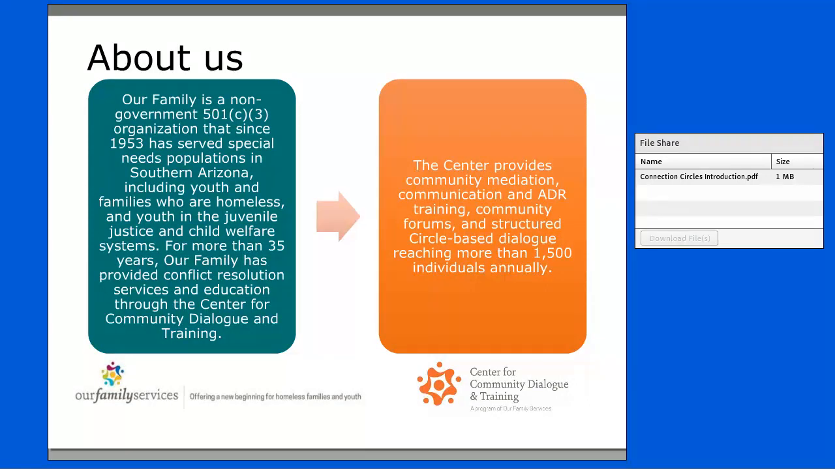Here's a little bit about us. The Center for Community Dialogue and Training provides community mediation, communication, and ADR training, community forums, and dialogue circles reaching more than 1,500 people a year. The center is a program of Our Family Services, a nonprofit that has served vulnerable and disadvantaged youth and families in southern Arizona since 1953.